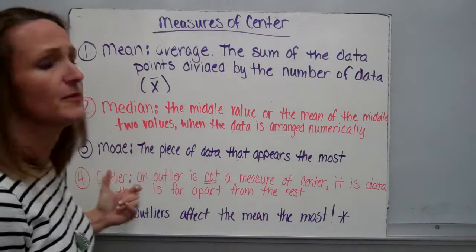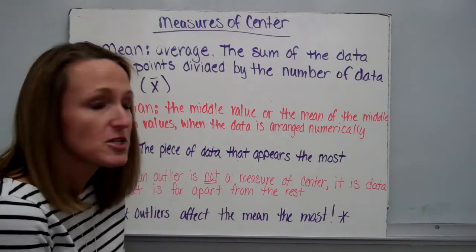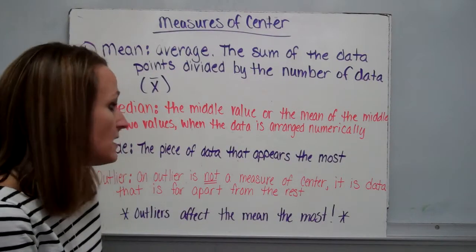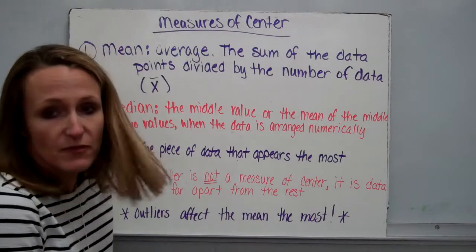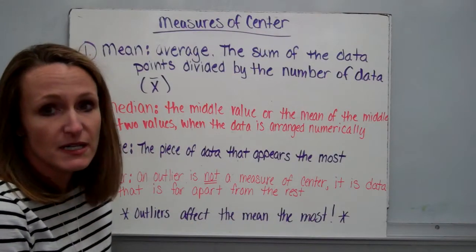And then we're also going to talk about the outlier, which I mentioned in the last video as well. Outlier is not a measure of center or of central tendency, but it is data that is far apart from the rest. And I mention this because the outlier can affect the mean. It affects it the most.